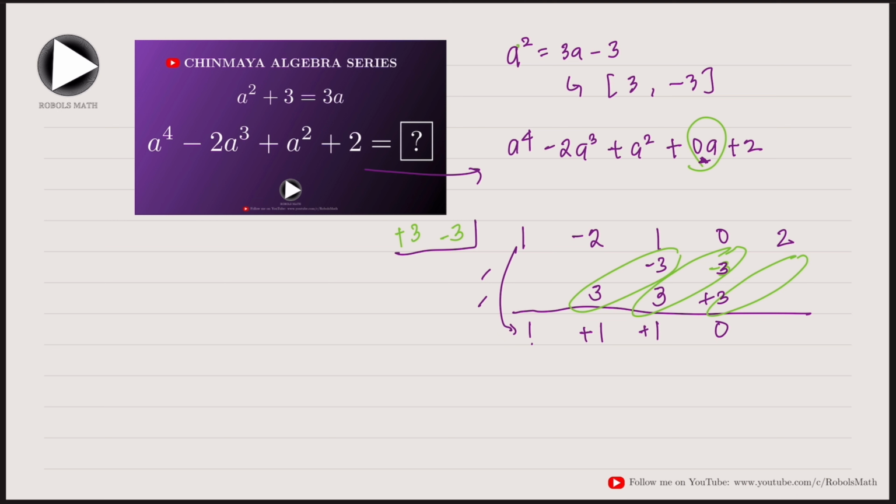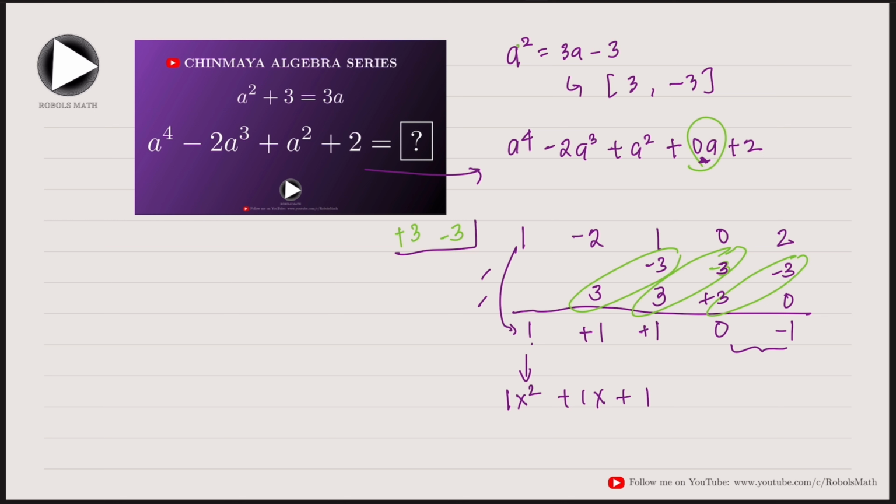We repeat again. 1 times negative 3 should give you negative 3 here. And then 0 times positive 3 should give you 0. You add them, you'll get negative 1. Now this is a quartic polynomial divided by a quadratic polynomial, so the result should have a degree of 2. That's 4 minus 2. So the result here would be 1x squared plus 1x plus 1.